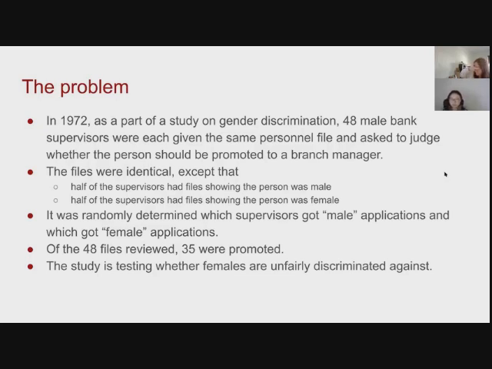So this is saying that 24 of them were male applicants, people to be promoted, right? And then the other 24 are female, okay? Then it was randomly determined which supervisor got the male applicants and which one got the female applicants. The study showed that out of the 48 files reviewed, 35 were promoted. The study was designed to test whether females are unfairly discriminated against. I'm going to show you the breakdown of the 35 promoted, how many were male and how many were female, and that's what we're going to test over here.